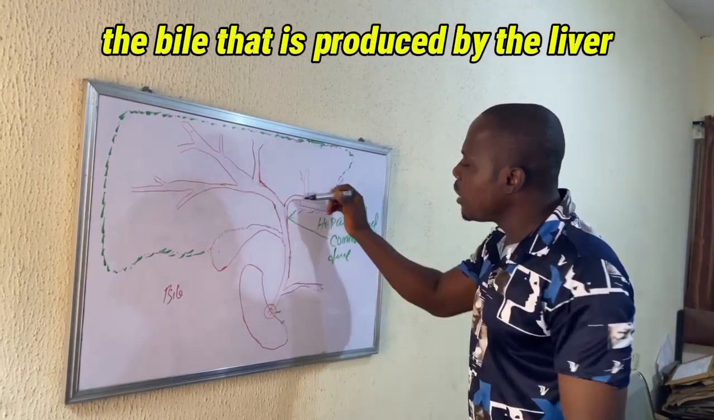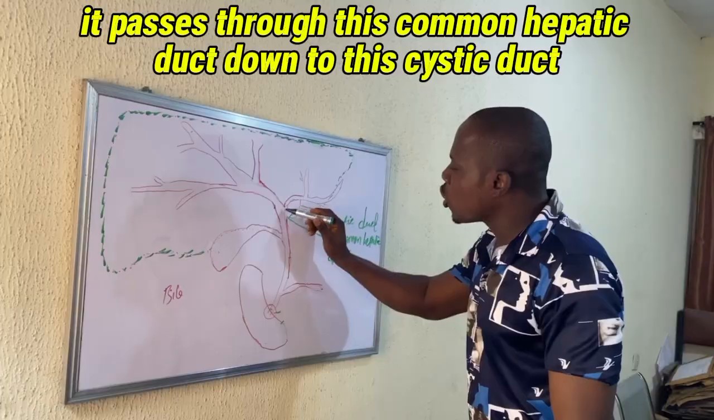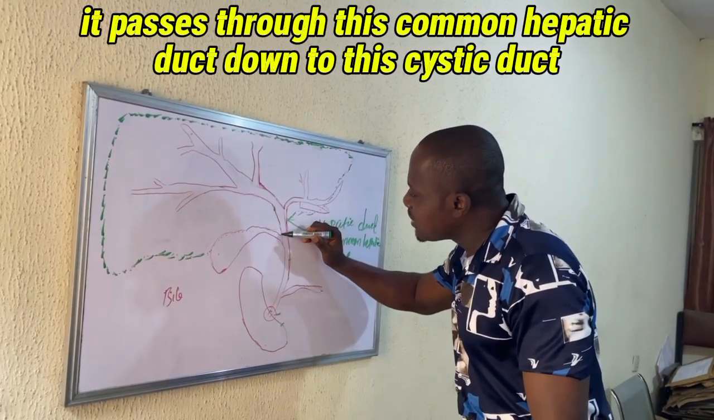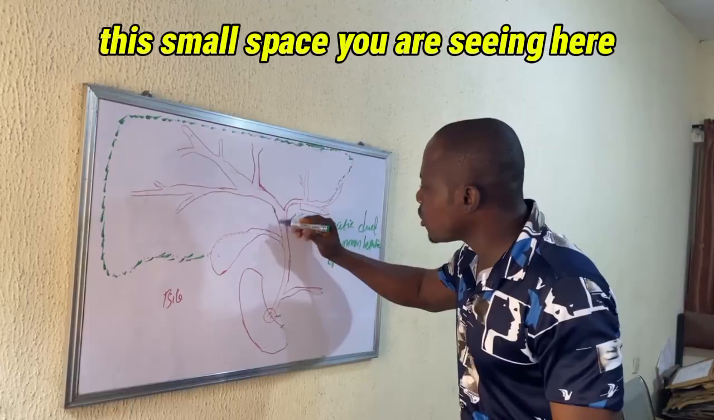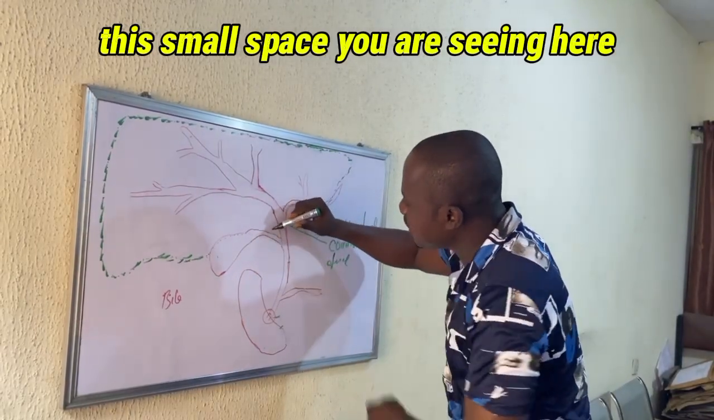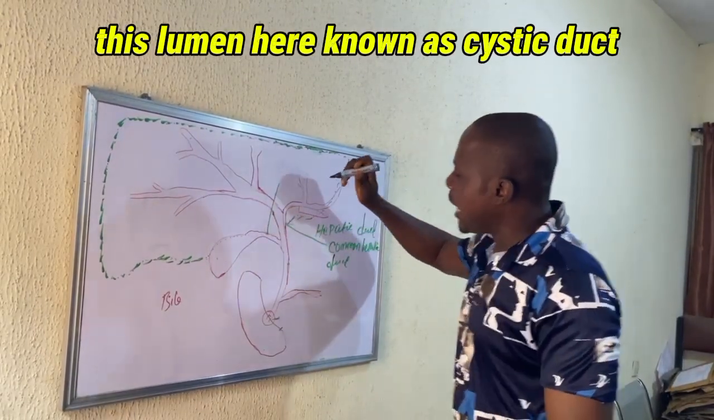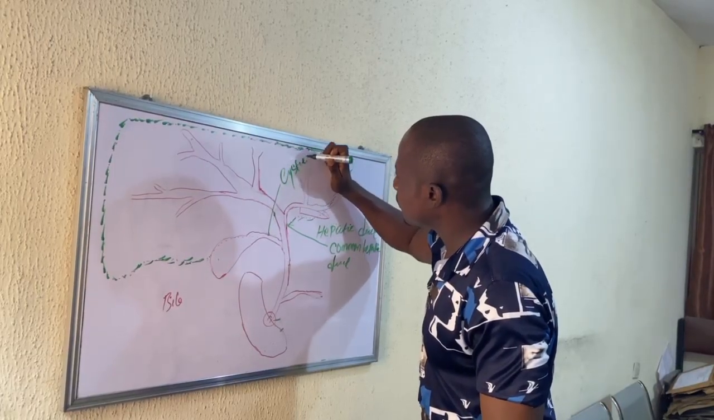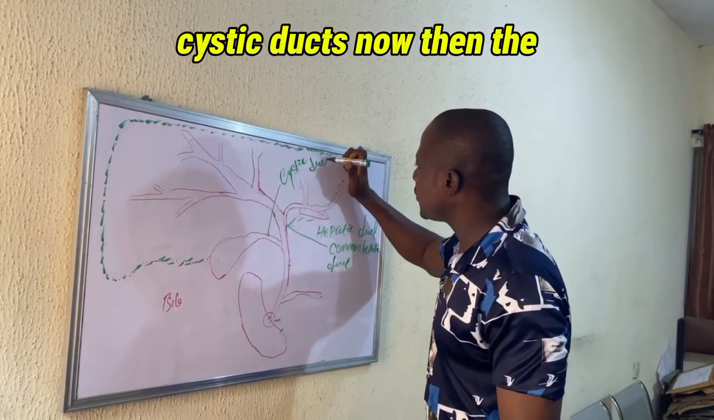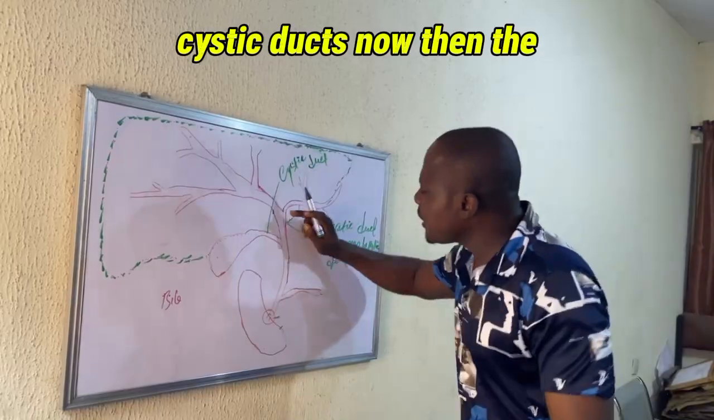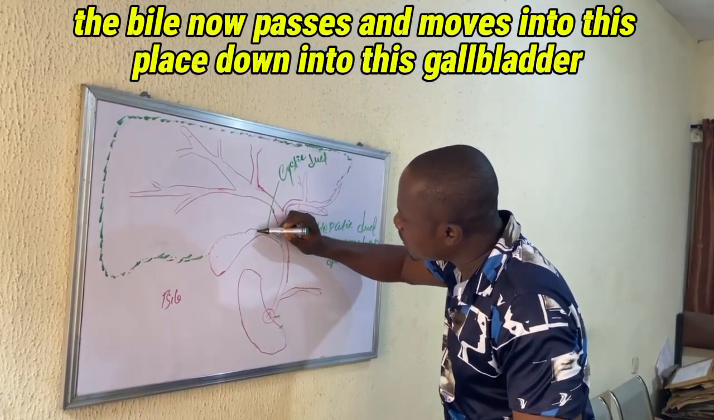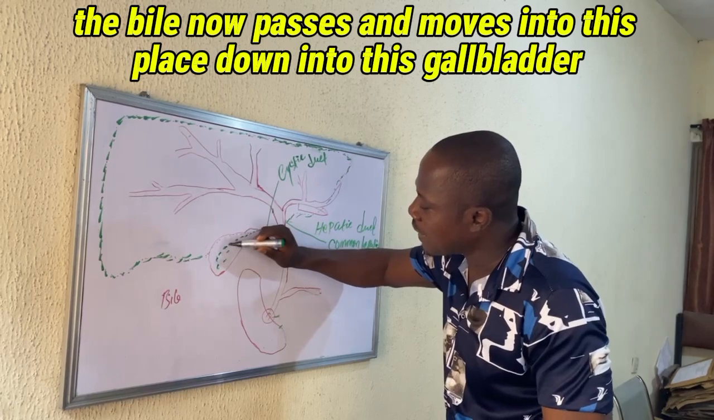Now, the right and the left hepatic ducts are draining the bile that is produced by the liver. It passes through this common hepatic duct down to this cystic duct. This small space you are seeing here, this lumen here, is known as the cystic duct.